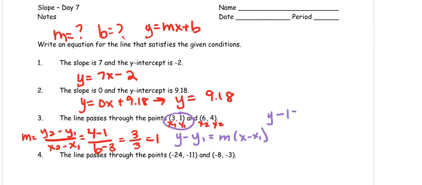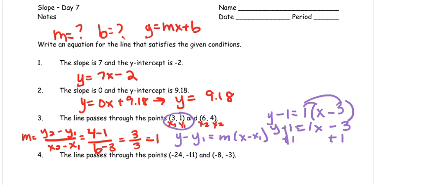My y minus 1 is equal to m, 1, times x minus 3. So you have this over here, so you have to distribute the 1. So y minus 1 is equal to 1x minus 3. And we need to get y by itself, so you're adding 1 to both sides here. That'll get rid of everything on the left side, so y equals x minus 2. Negative 3 plus 1 is minus 2.